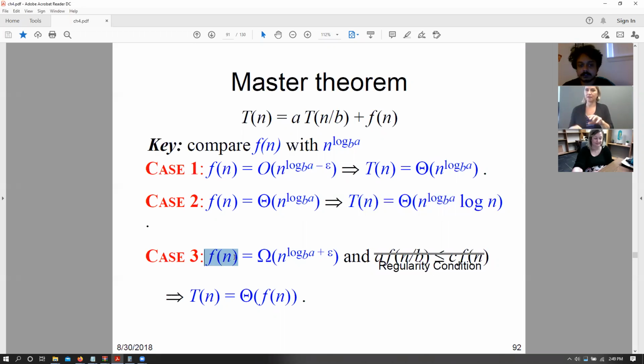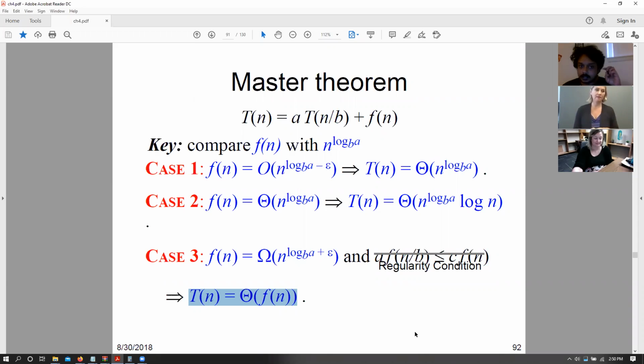Then the third one is f(n) equals omega of n^(log_b a + ε) for some epsilon, and given some condition. This is not striking out, this is underlined, this is a typo, so do consider this one as well. So given this condition, and we'll look into this condition, T(n) becomes f(n), right? So the time complexity becomes f(n).